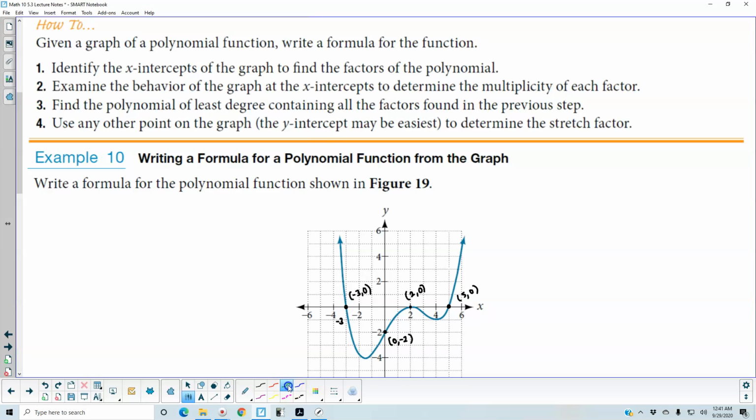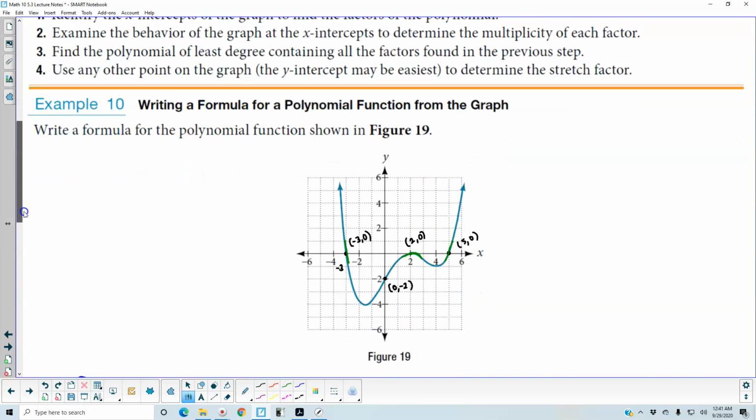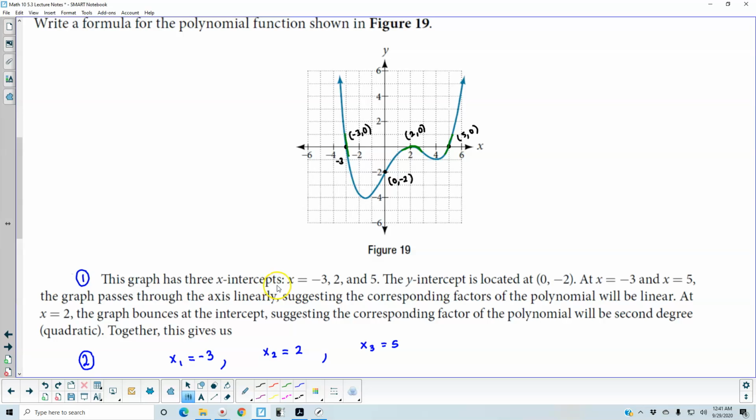Okay, so let's take a look at the behavior around the x-axis. So here, this line is going straight through, which means it has a multiplicity of 1. Over here at (2, 0), we can see that it bounces. And so it's not that flat, so it's possible that it has a multiplicity of 2. And then over here at (5, 0), it's going through at once without flattening out, so that means it's a multiplicity of 1. So this graph again has 3 x-intercepts: x equals -3, 2, and 5. And the y-intercept is located at (0, -2).